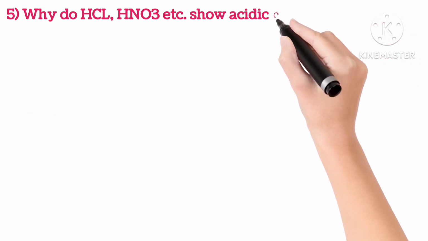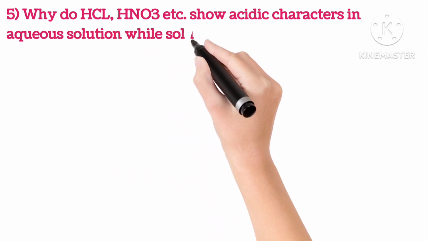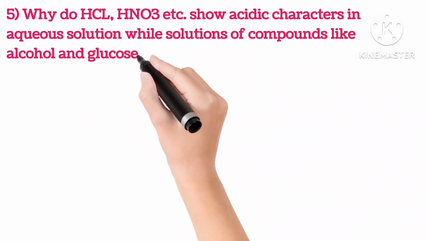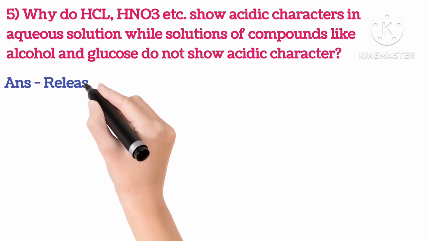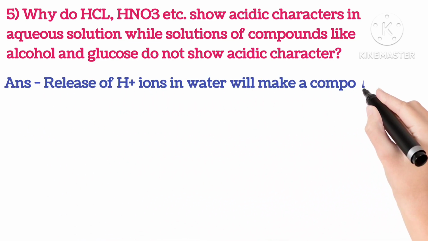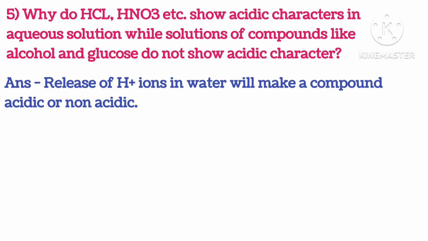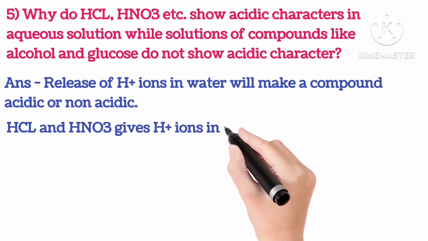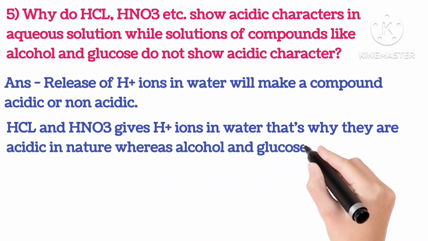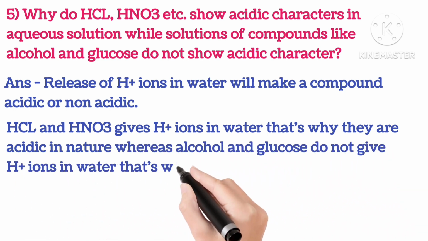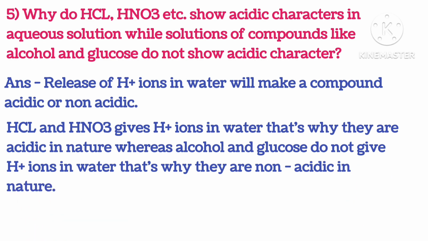Fifth, why do HCl and HNO3 show acidic character in aqueous solution while the solutions of compounds like alcohol and glucose do not show acidic character? Answer. Release of H plus ions in water makes the compound acidic or non-acidic. HCl and HNO3 give H plus ions in water, that's why they are acidic, while alcohol and glucose do not give H plus ions in water, that's why they are non-acidic.